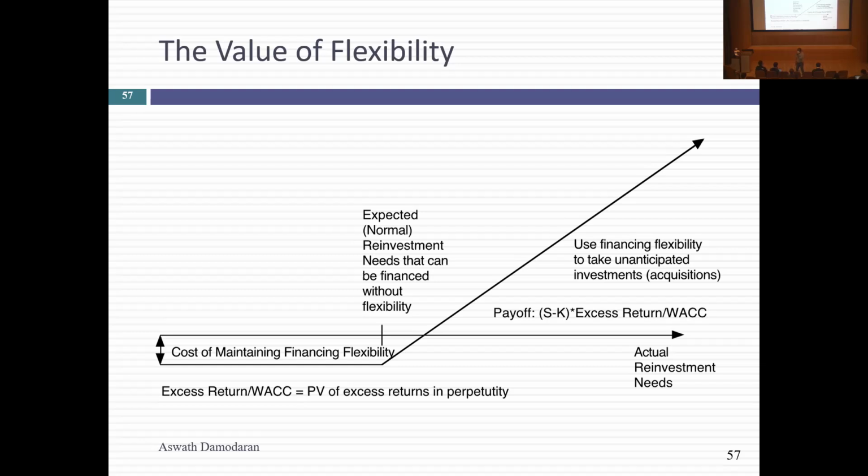So in a world where you think about excess debt capacity as an option to take projects, this is what people mean when they talk about financial flexibility. Financial flexibility allows you to do things that you otherwise couldn't have done because you held back in the first place. It's a very difficult option to value, but I'm going to try.